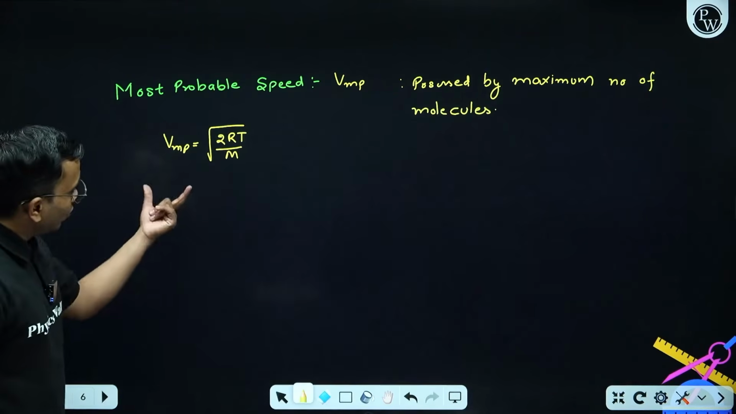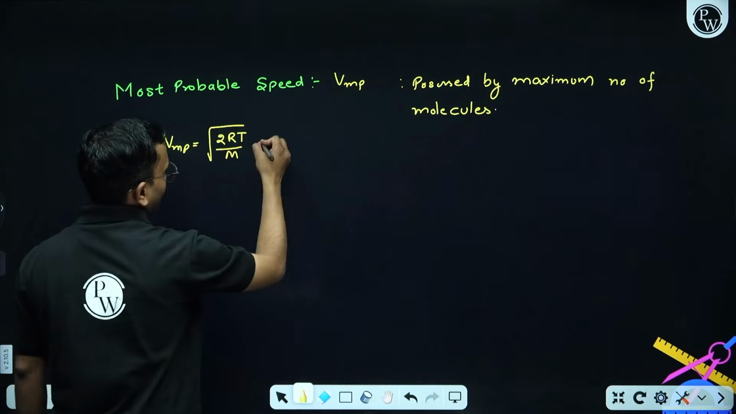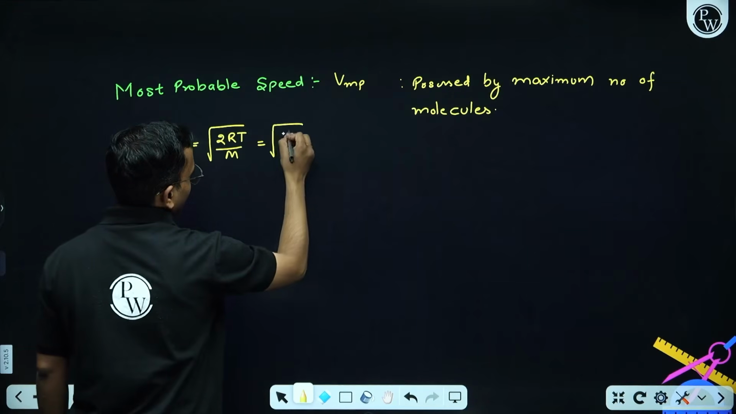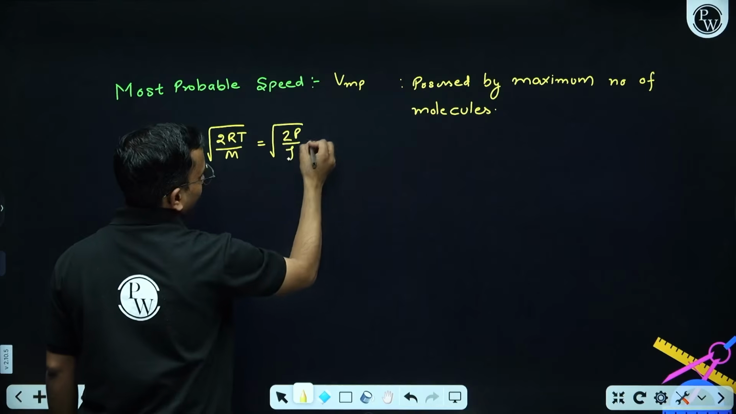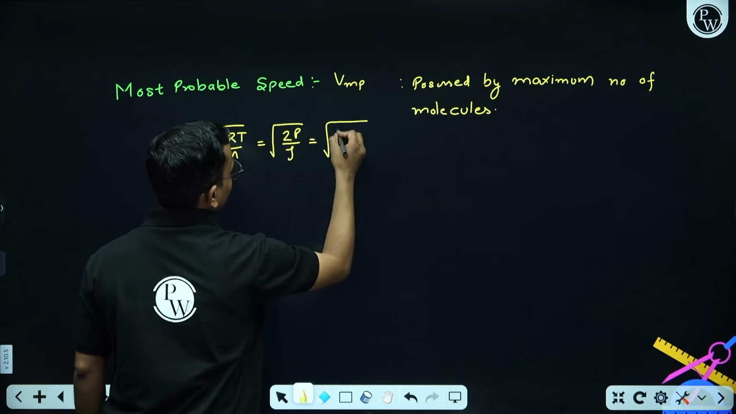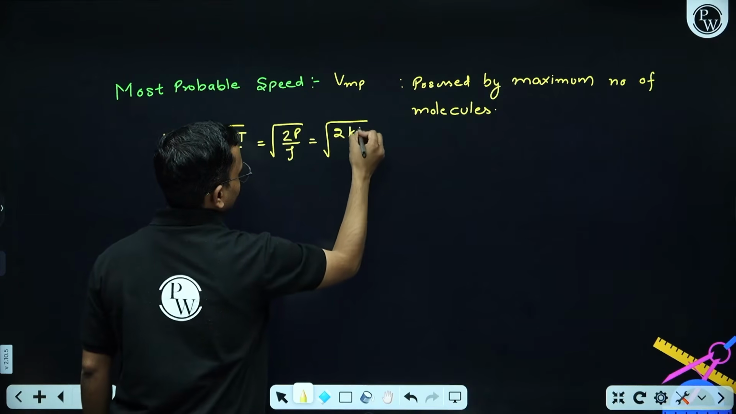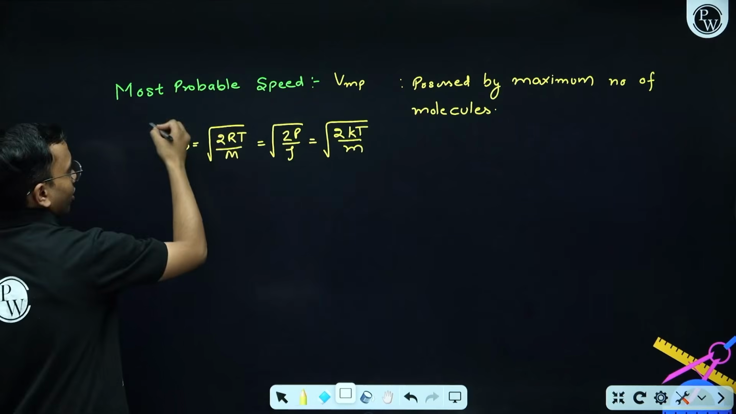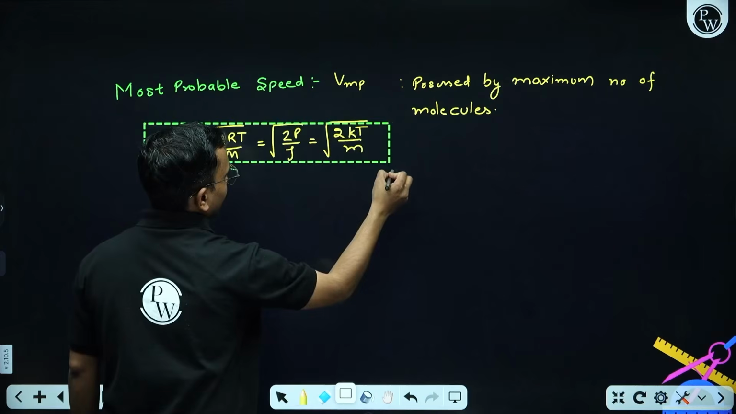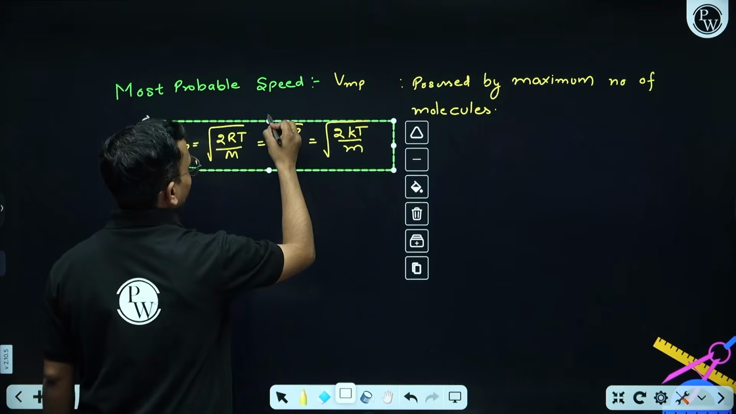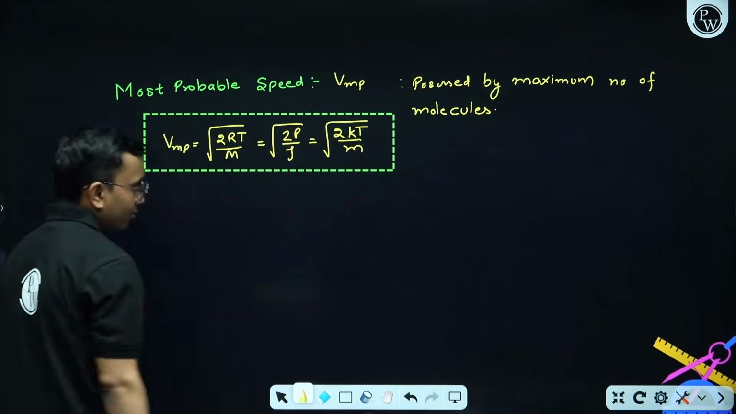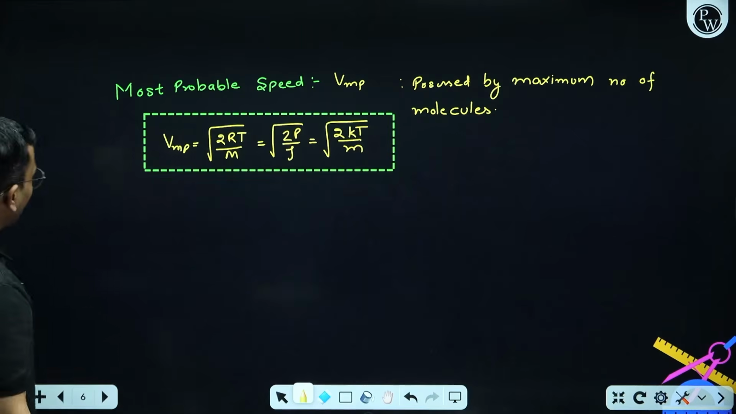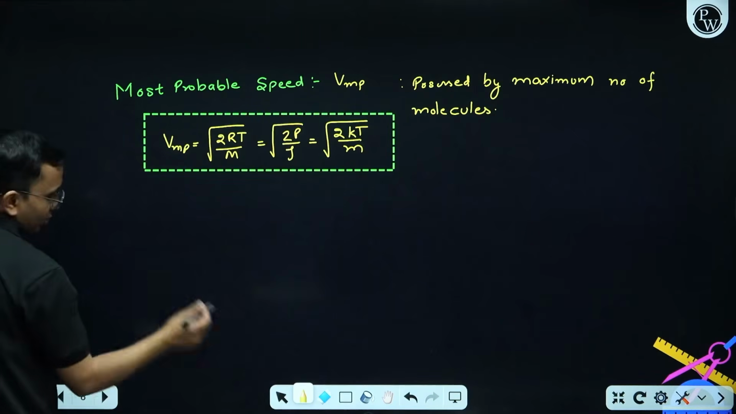Now that is root of 2RT by M, and RT by M I can write as P by rho, so root of 2P by rho, or I can write it as root of 2kT divided by the mass of one molecule. Any one of the expressions you can remember. Okay, now the third is the average speed.